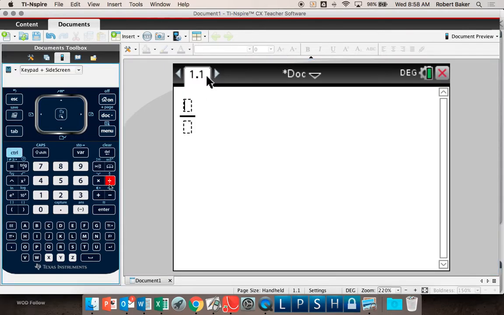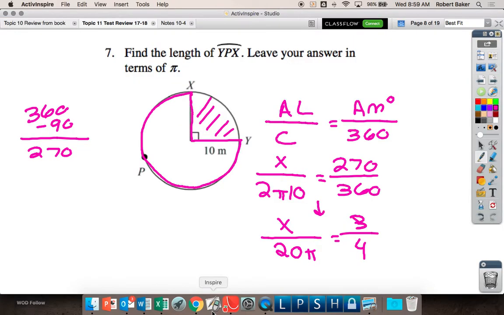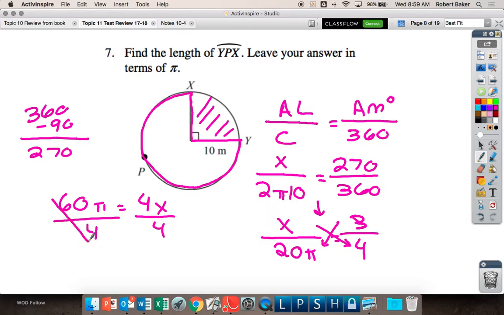So if you do control divide and you type 270 over 360, it gives you that 3/4. It simplifies the fraction. That makes cross multiplying a little easier. So 3 times 20 is 60 pi, and 4 times x is 4x. Then you divide both sides by 4. You only divide those two numbers and you leave the pi out of the equation. So 60 divided by 4 is 15 pi's. That means that the arc length of xpy is 15 pi's.